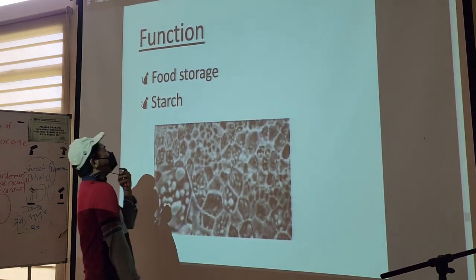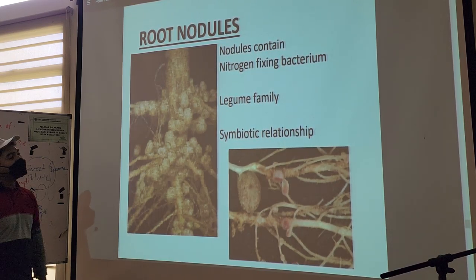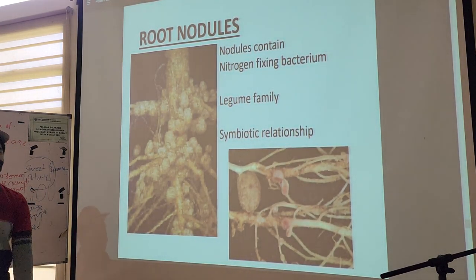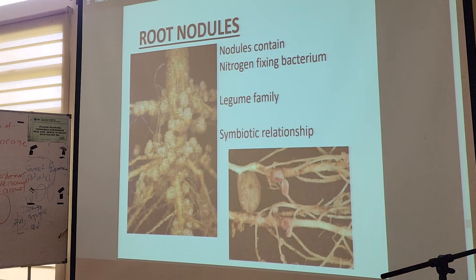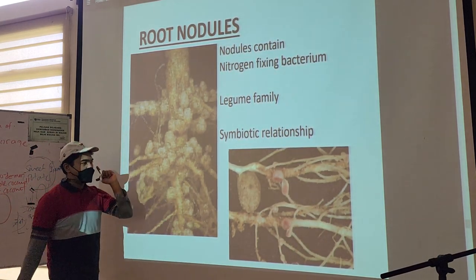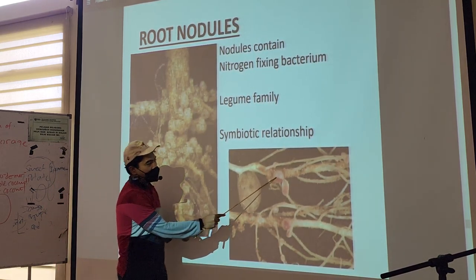Root nodules, yes. So this is under what modification? Tap root or adventitious root? Are you sure? Actually, it can happen in both. It's like the pneumatophore just now. Depending. If it happens on the tap root, it's under tap root. If it happens elsewhere, it's an adventitious root modification. But they still produce the same structure, which is the nodule. And then you can cut it.